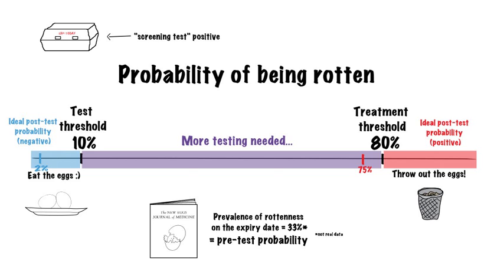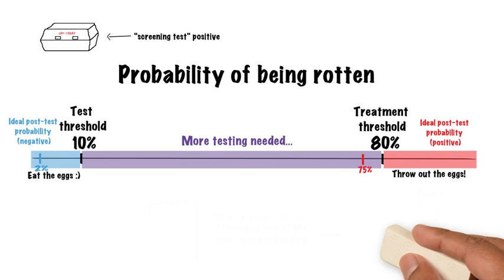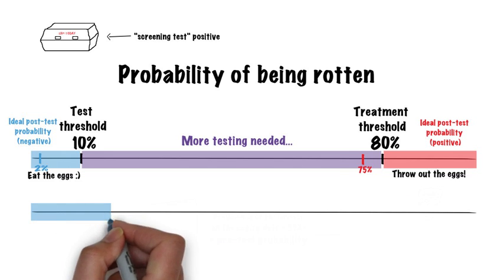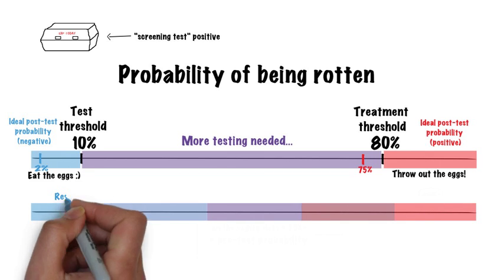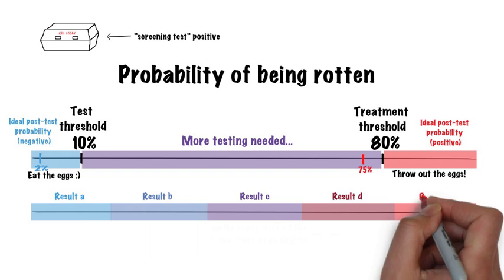One final note is that LRs can also be calculated for tests that yield scaled results. This allows you to compare different levels of results along a gradient between definitely negative and definitely positive.